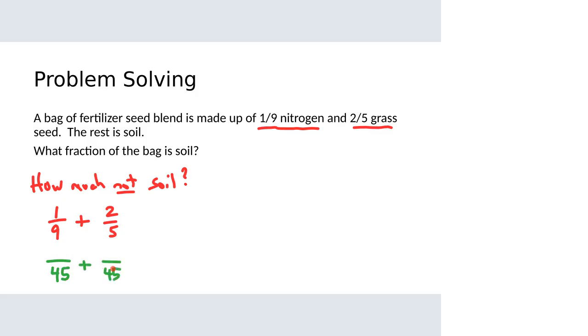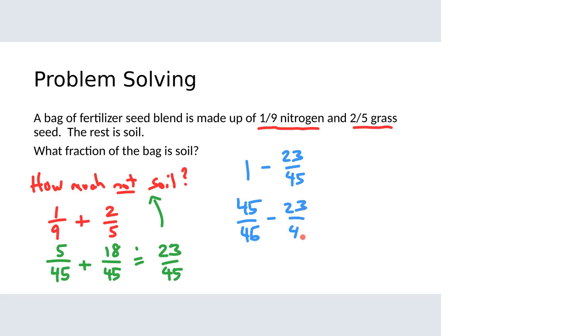And let's see. Multiply the bottom by 5, so multiply the top by 5, multiply the bottom by 9, so multiply the top by 9, and I can add that, 5 and 18, that's 23/45 of this bag is not soil. So I have the entire bag, which would be one whole bag minus the 23/45 that's not soil. Or I could, and you might not have gone with one at the beginning, but one whole bag, everything that's in there is 45/45 of what's in the bag, and we'll subtract 23/45.